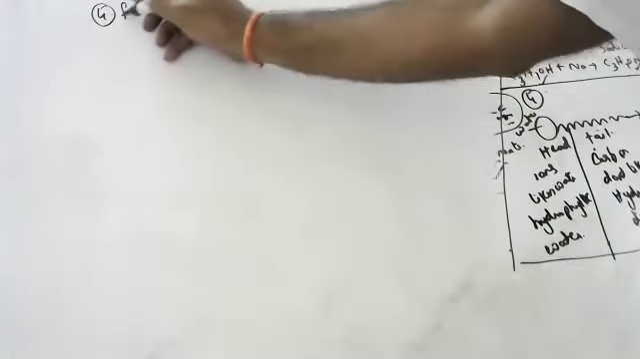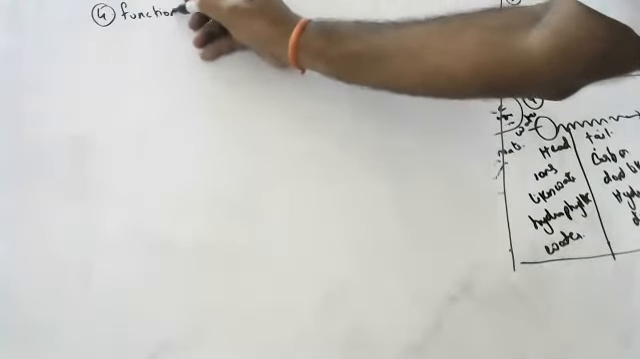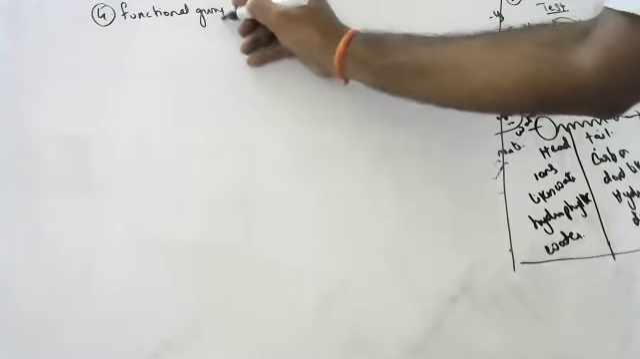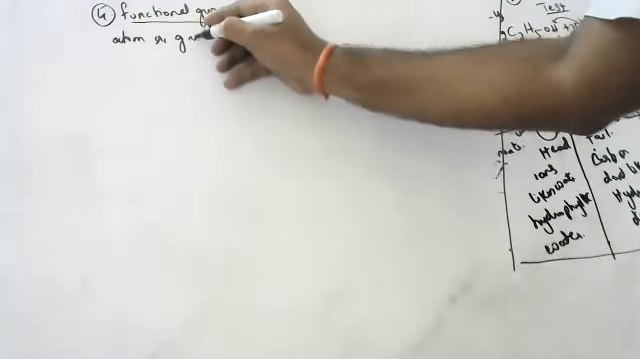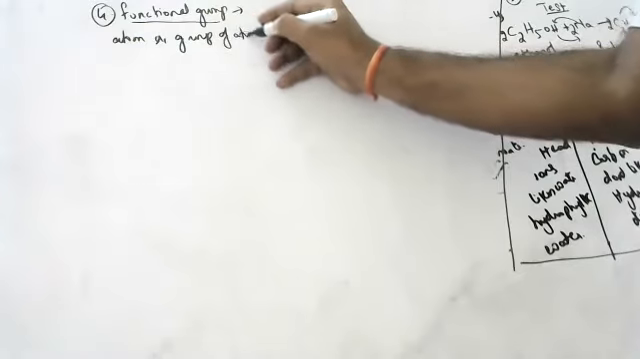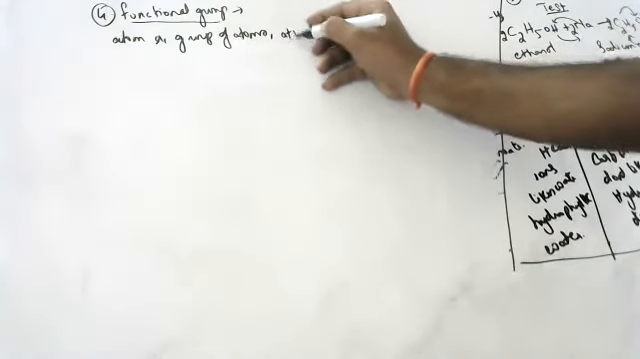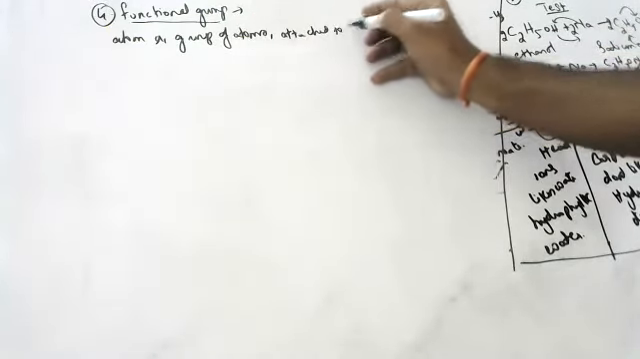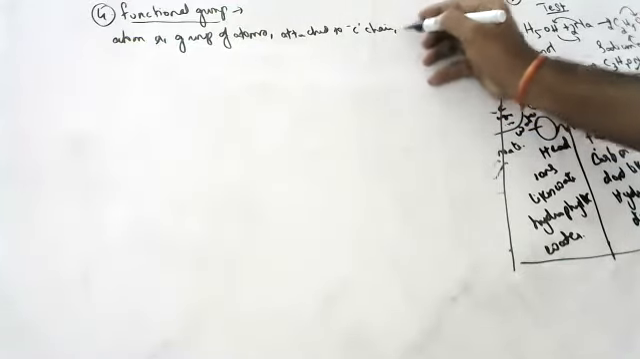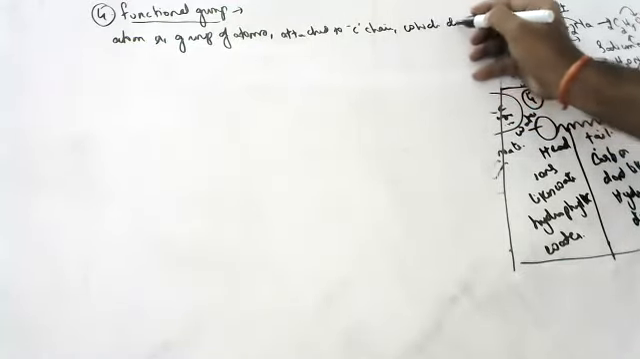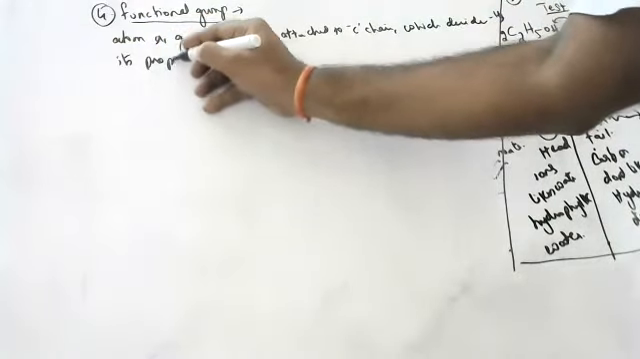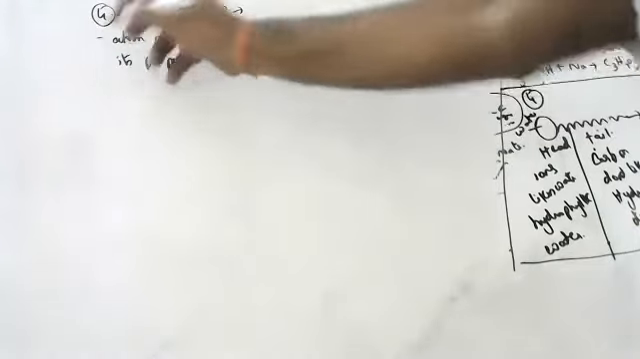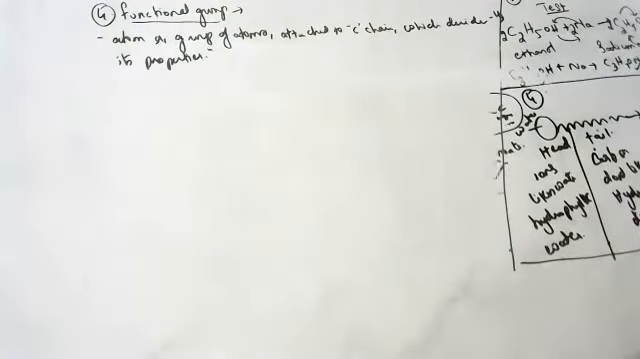What is a functional group? Please mute your audio if you're doing any work. What is a functional group, children? An atom or group of atoms attached to a carbon chain, which decides its properties.